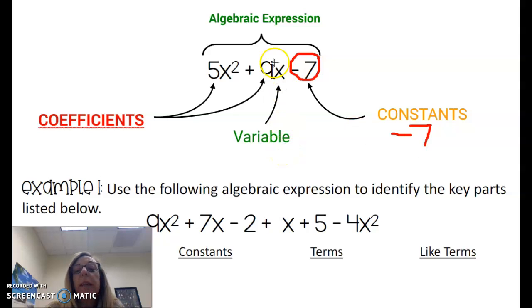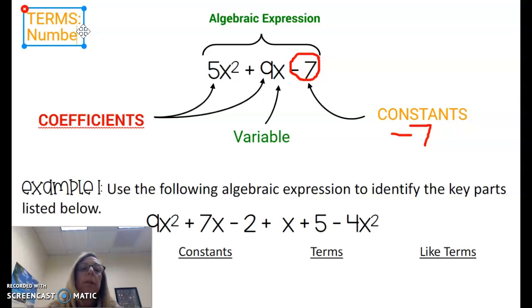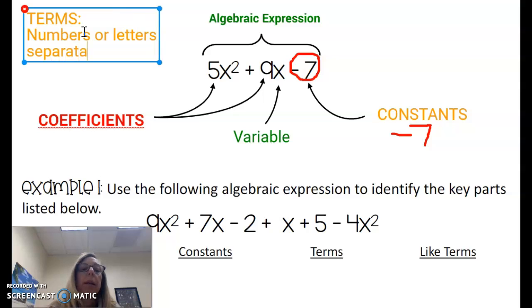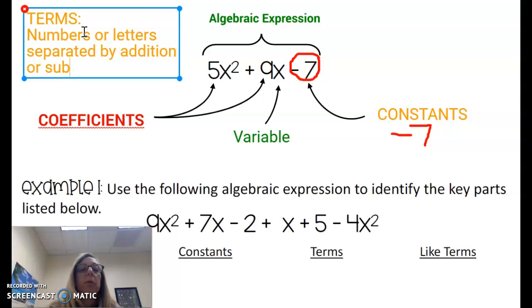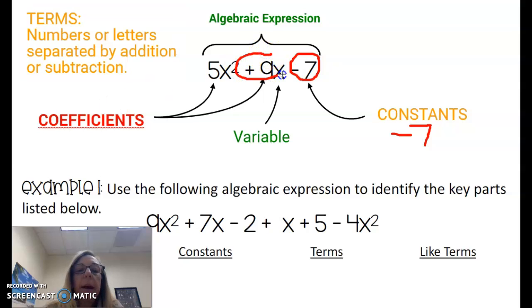I do want to mention that in class we also learned about terms. So over here on the side, I just want you to write the word terms. And remember, those are numbers or letters separated by addition or subtraction. So in this situation, we have -7, a +9x, and a 5x squared. So in this situation, we have 3 terms, and I want you to make sure you identify that.